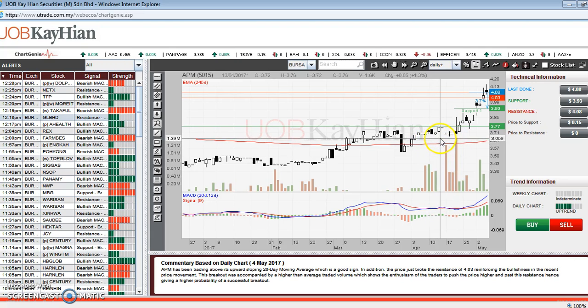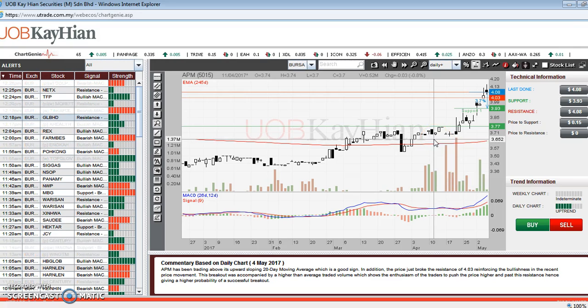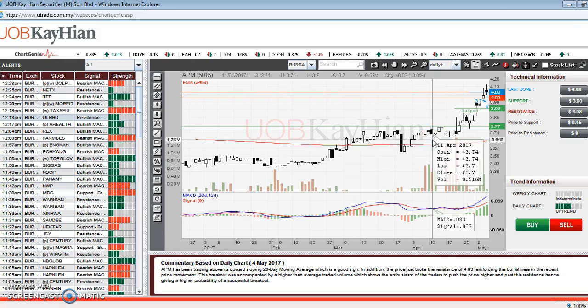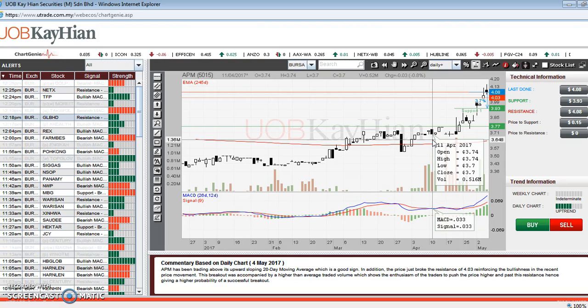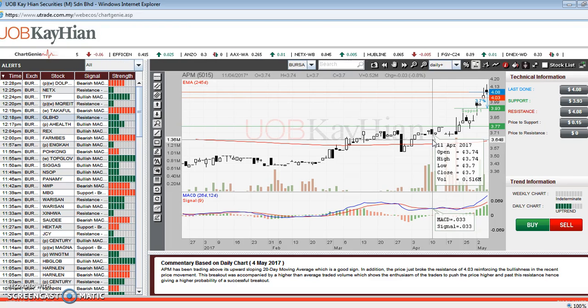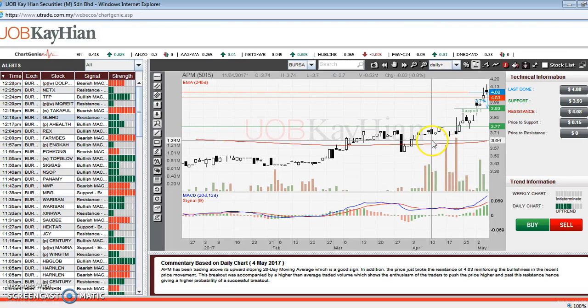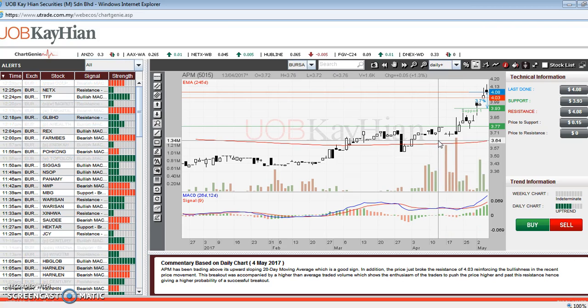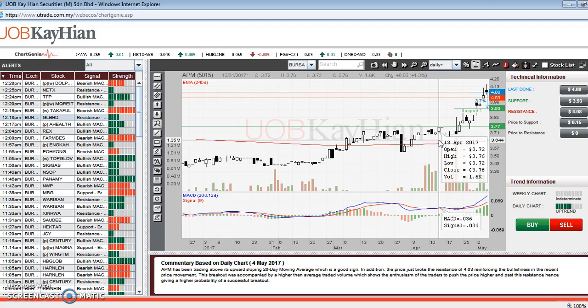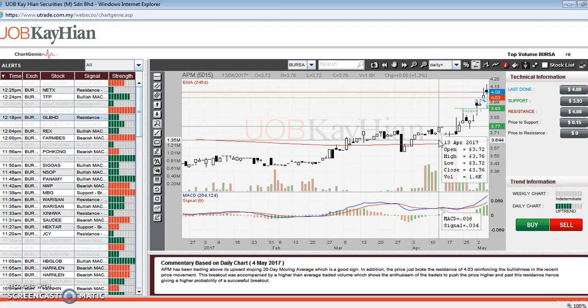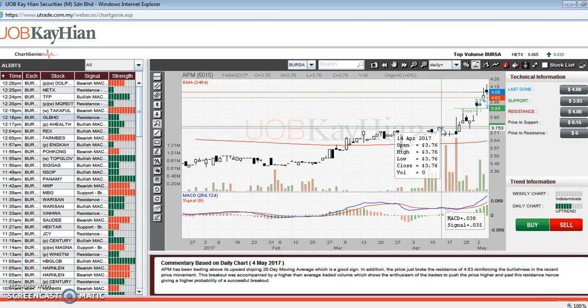So let's check on the 11 April. Here we detect that the high is 374. That's why I set the breakout at 375. On the 13th, it broke out at 376, so we can enter a trade here.